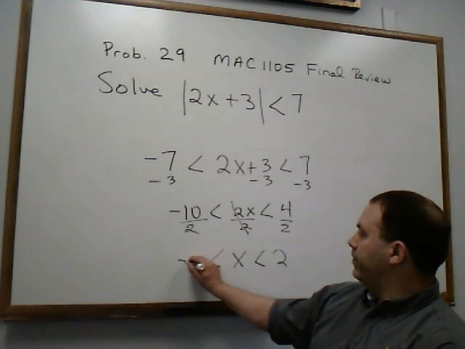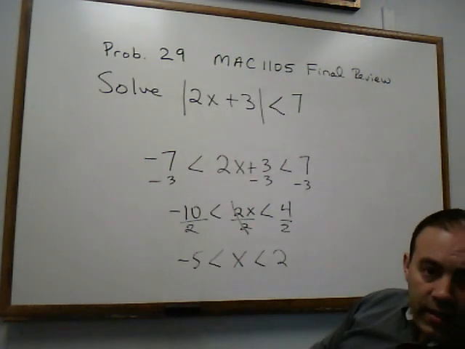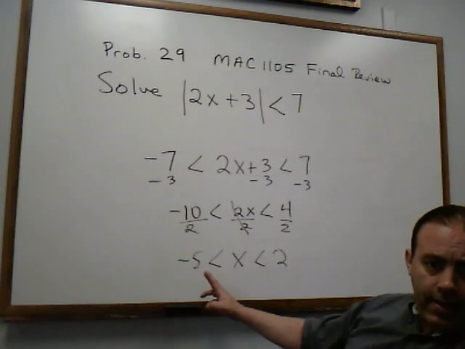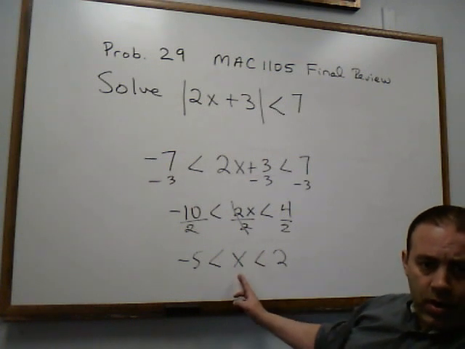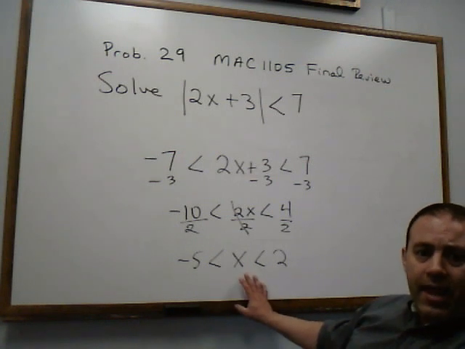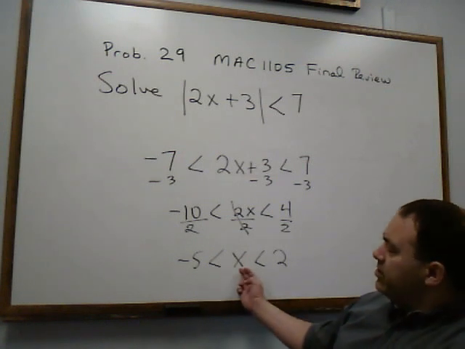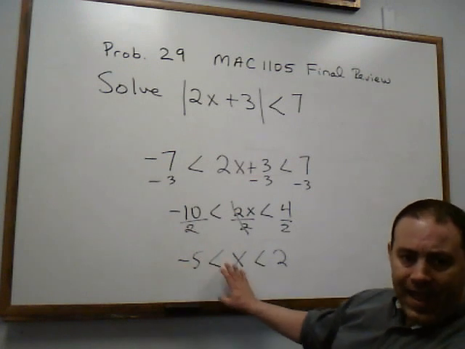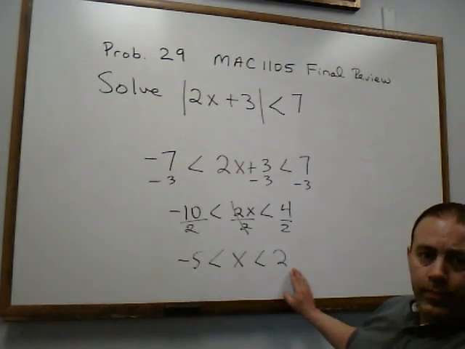Our answer is a challenge for a lot of students early on to read, but the trick is to read it from the center out. What we want to do is start at x and read to the left and then to the right and use the word "and" when we say it. So x is greater than negative 5 and x is less than 2.